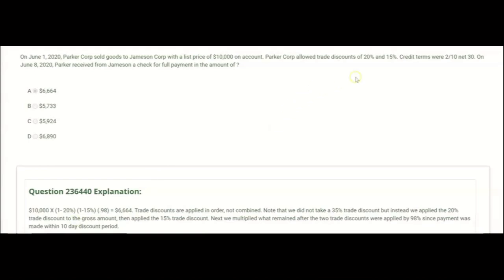So notice with two trade discounts, we didn't combine them. We didn't multiply 10,000 times 1 minus 35%. We didn't do that. Had we done that, we would have got the wrong answer, and it probably would have been one of the choices. We take the first trade discount they told us about first, 20%. That reduces the 10,000 down to 8,000. Then we take that 8,000 and multiply by the second trade discount, because we're only going to charge 85% of 8,000, just like we only charge 80% of 10,000.